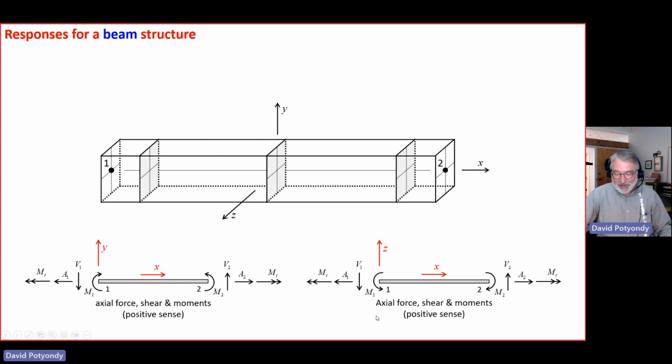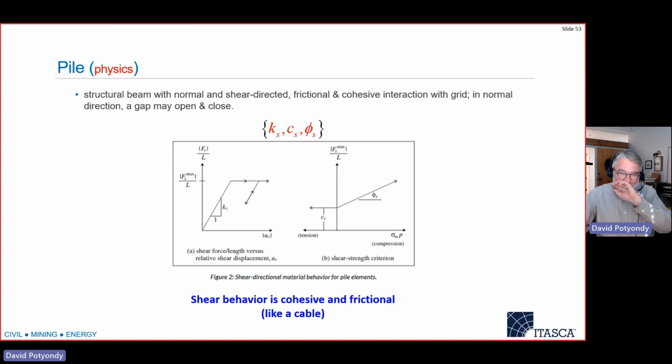If you want to interrogate these forces and shears, you can do this by listing stuff. You can get it from fish and you can get it from the plotting as well. This beam local axis system, to give you the forces, is also discussed in the manual. Now we have a pile. A pile is a full beam structurally, but then it also has this interaction with the grid.